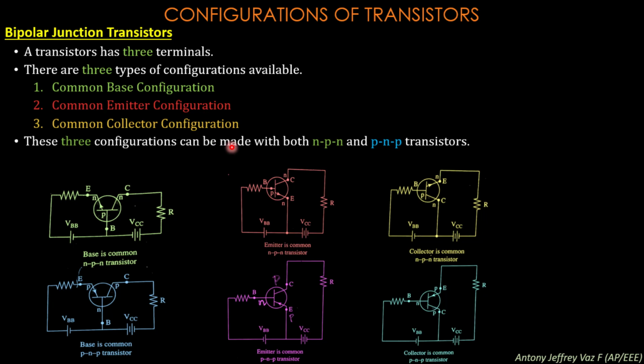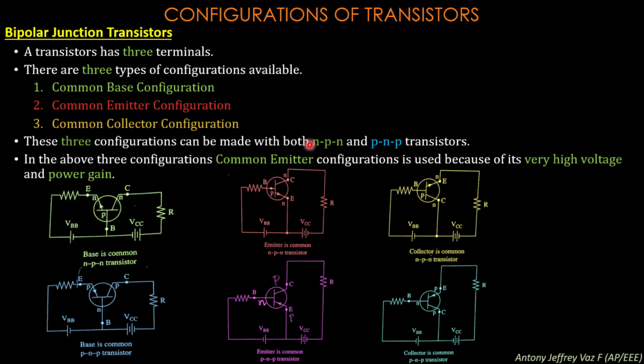The three configurations can be made with both the transistors, NPN and PNP transistors. Of the above three configurations, common emitter configuration is used because of its high voltage and high power gain. This common emitter configuration can handle a very high voltage, and it has a very high power gain.